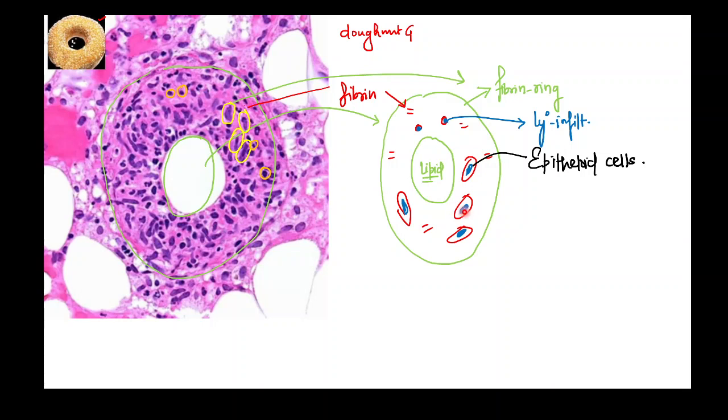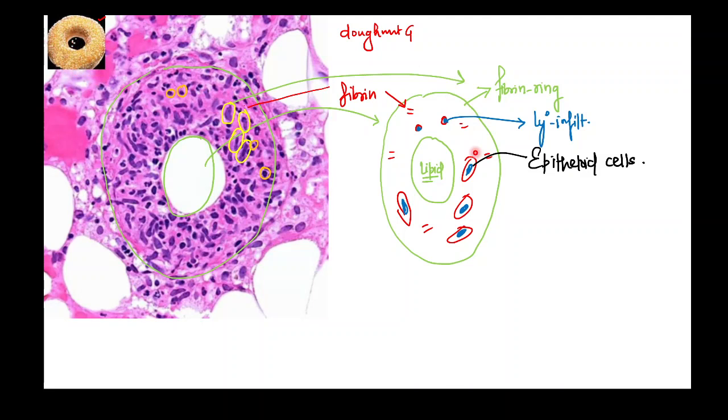You can see elongated cells with elongated nuclei, epithelioid cells, along with the mononuclear lymphocytic infiltrate. So this is looking like a donut. That is why it is also called donut granuloma. They contain fibrin and they look like a donut. You can see there is a donut in the upper left corner. So this is the donut.